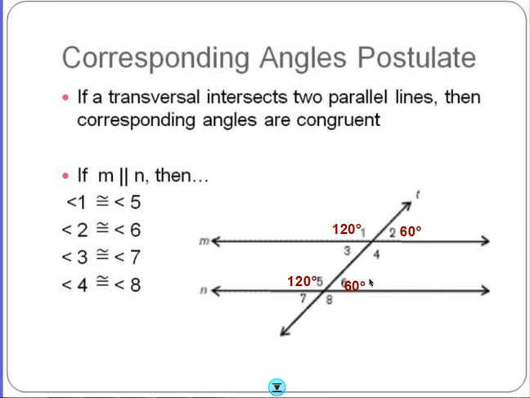We could go a step further and say, well, if we know angle 2 and angle 3 are vertical angles, so angle 3 has to also be 60 degrees. So then by the corresponding angle postulate, angle 7 also has to be 60 degrees. So then we know 3 and 7 are congruent, and then angle 4 and angle 8 would also be congruent.